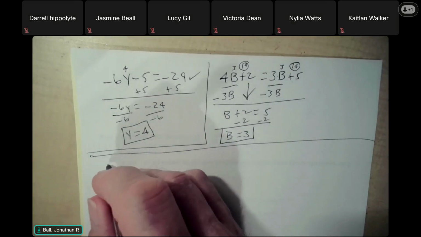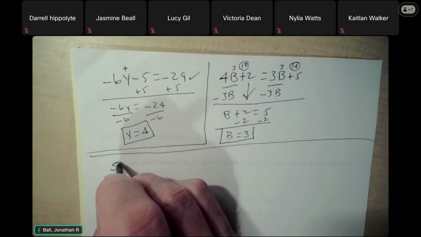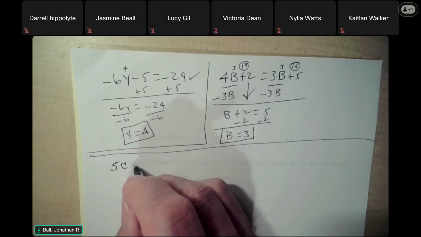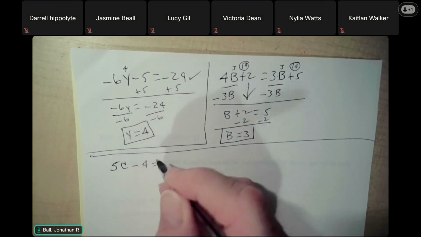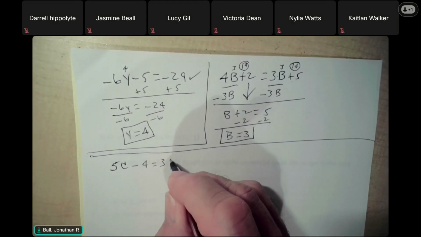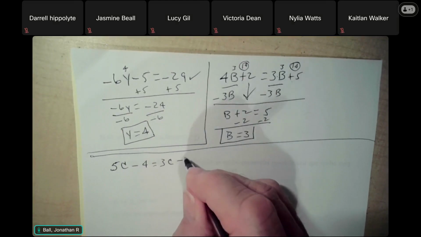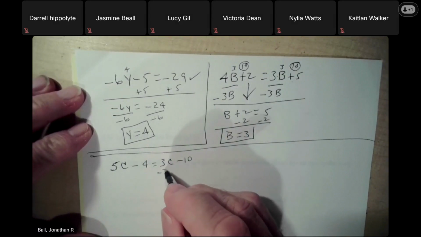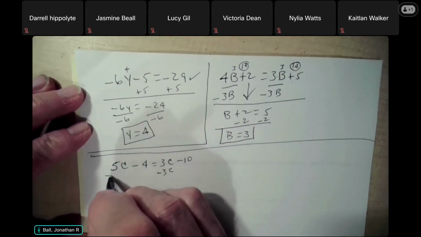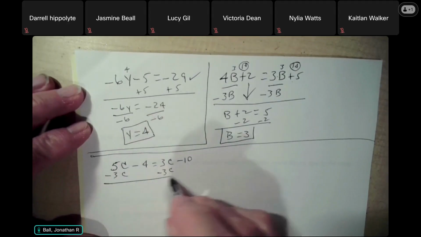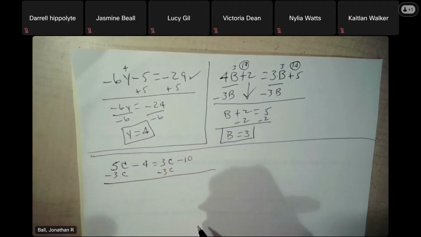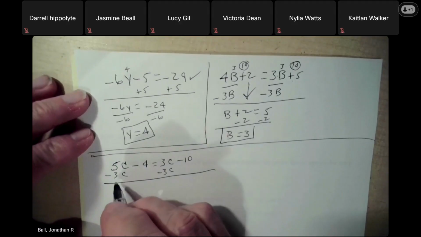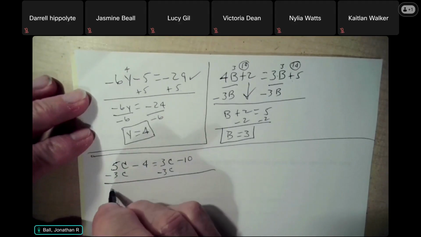Get this if you're so smart. 5c minus 4 equals 3c minus 10. Now again, move the variables first. So we subtract 3c from this side. So 5c minus 3c is 2c.